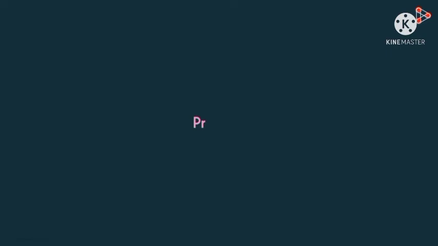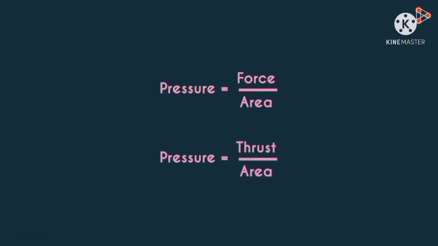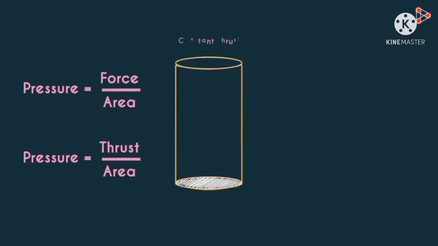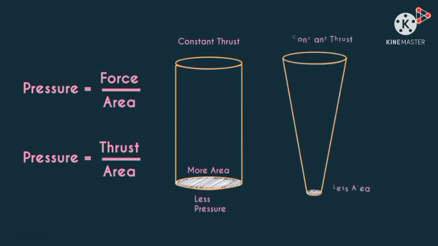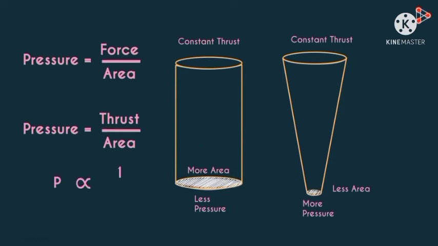What is pressure? The force per unit area acting on an object is called pressure. It can also be said as thrust per unit area. If the area is more, then the pressure will be less. And if the area is less, then the pressure will be more. So, pressure is always inversely proportional to the area.